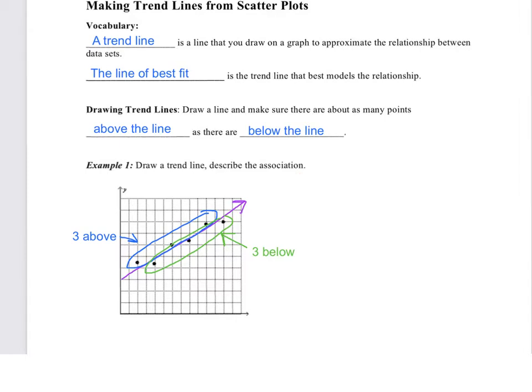Okay, the next question says, describe the association. This is a strong, positive, linear association. It's strong because the coordinates are close together on the scatter plot. It's positive because both variables are increasing. And it's linear because it's forming a line. Let's look at another example together.